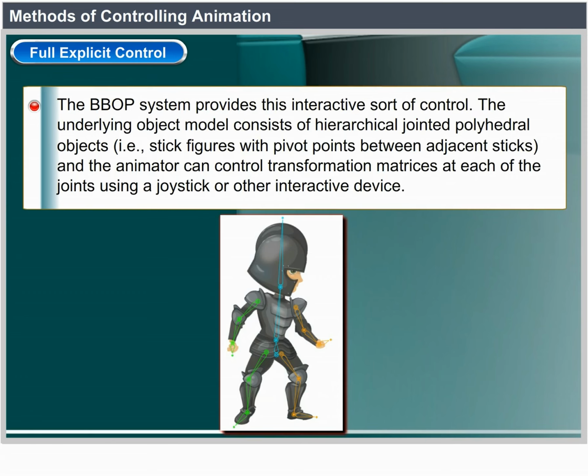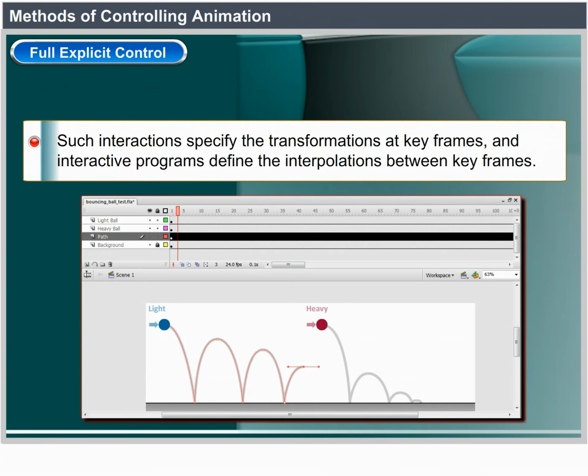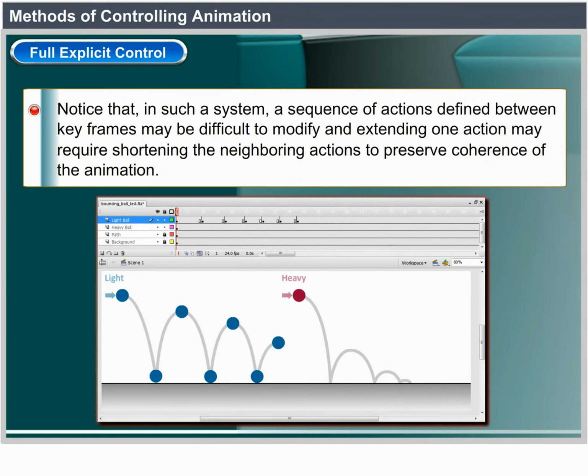The underlying object model consists of hierarchical jointed polyhedral objects, that is, stick figures with pivot points between adjacent sticks, and the animator can control the transformation matrices at each of the joints using a joystick or other interactive device. Such interactions specify the transformations at keyframes, and interactive programs define the interpolations between keyframes. Notice that in such a system, a sequence of actions defined between keyframes may be difficult to modify. Extending one action may require shortening the neighboring actions to preserve coherence of the animation.